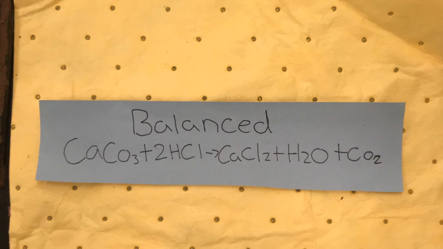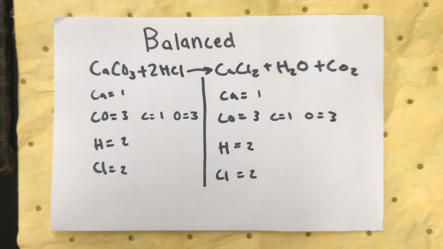The balanced equation is CaCO3 plus 2HCl neutralizes to make CaCl2 plus H2O plus CO2. The balanced reactants and products are now calcium 1, carbon 1, oxygen 3, hydrogen 2, and chlorine 2.